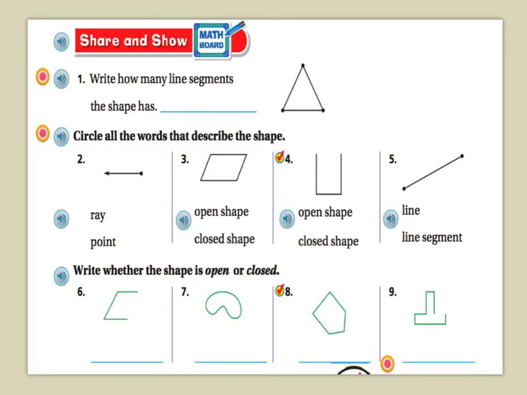Now let's work on these problems together. Number 1, how many line segments does this shape have? If I refresh my memory, a line segment is a line that has 2 endpoints. Okay, so we have a line segment.